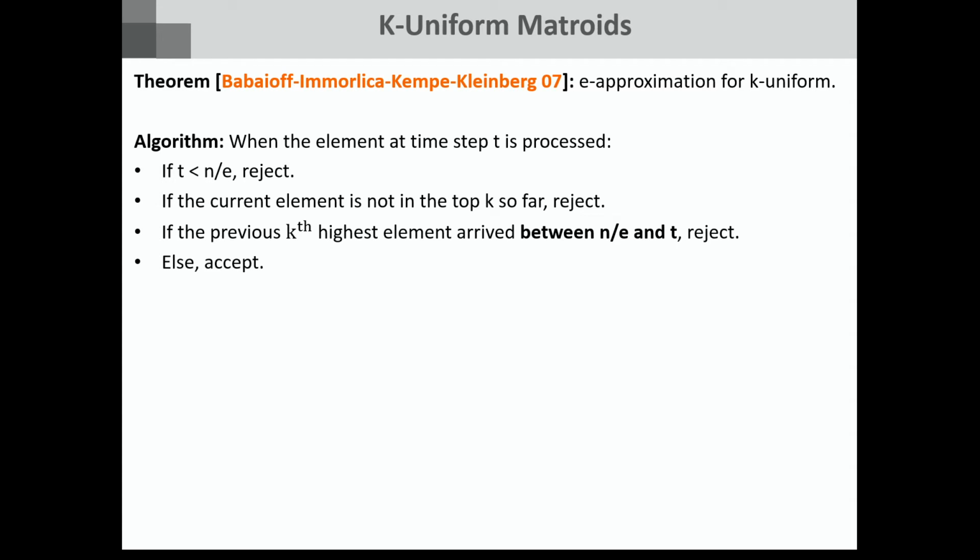When the element at time step t is processed, you're going to do the following. If the time step is too early, so if it's less than n over e, you reject it. If the current element is not in the top k so far, then reject it. This third condition is a little bit weird; I'll give you some pictures to explain it. If the previous kth highest element before you arrived comes after the cutoff n over e, then you also reject it. This is a little bit of a weird condition, and the intuition for why this is a good idea comes from the proof. So just hold off on expecting intuition, and let me at least give you some pictures to show you what this algorithm is actually doing.